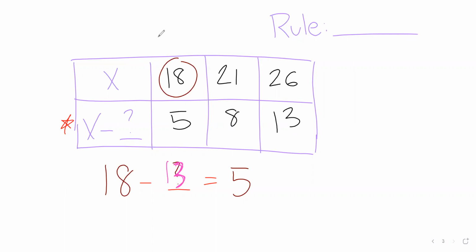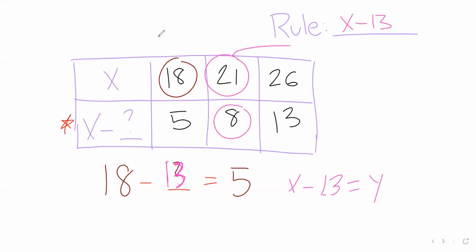Right now, it looks like my rule is x minus 13. I take 13 away from x and I'll get the other value. So let's test that. It makes sense for now, but let's test it up here. Again, x minus 13 is equal to y. Here's my x and here's my y. So I'm going to substitute 21 in place of this x, and then the y would be 8.